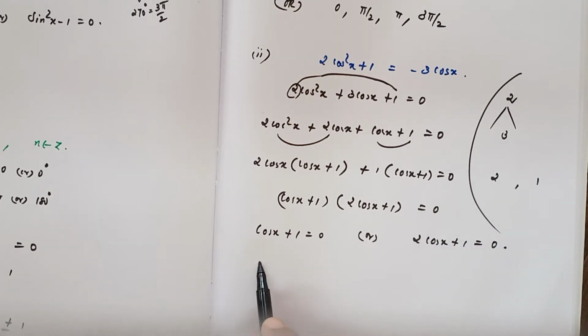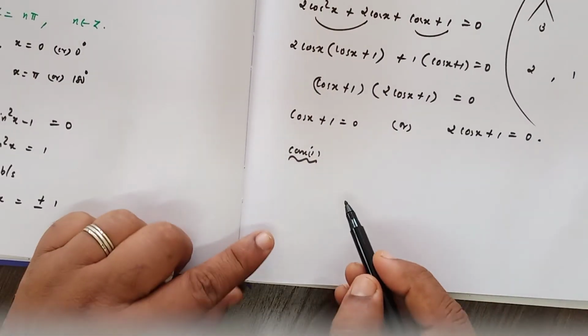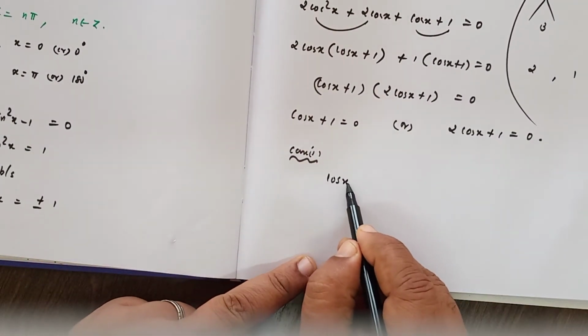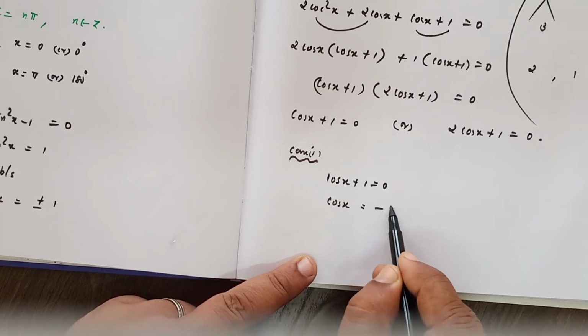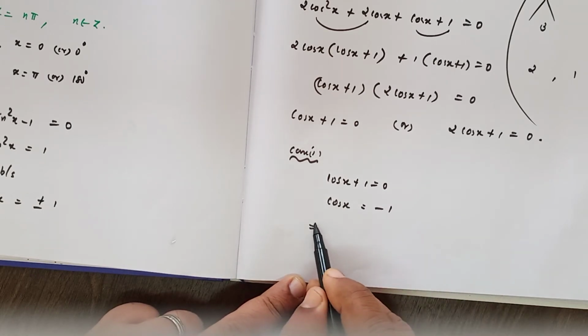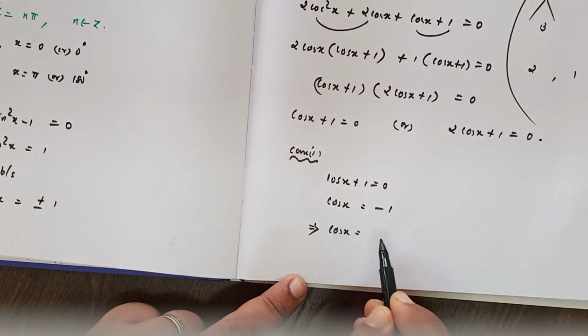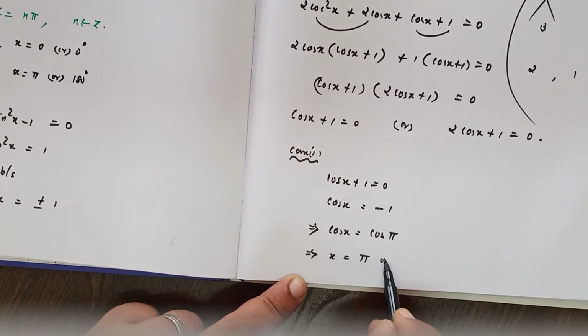Now case 1. I consider cos x plus 1 equal to 0. Cos x plus 1 equal to 0 means cos x is equal to, plus 1 comes to the right hand side, minus 1. You know very well, cos 180 is equal to minus 1, which implies cos x is equal to cos pi. So x is equal to pi, or we can write 180 degrees. That is case number 1 over.